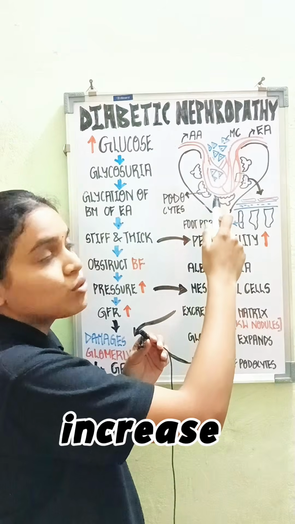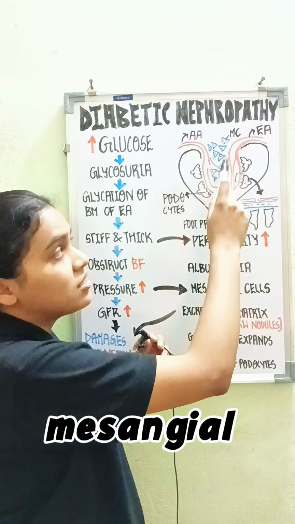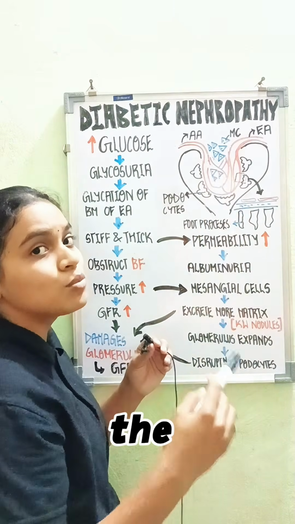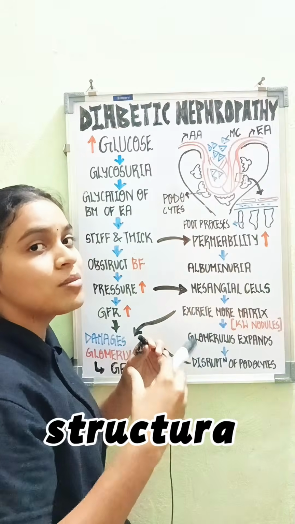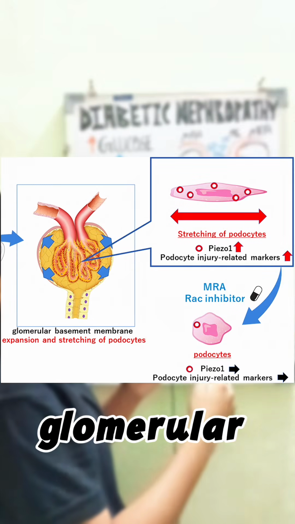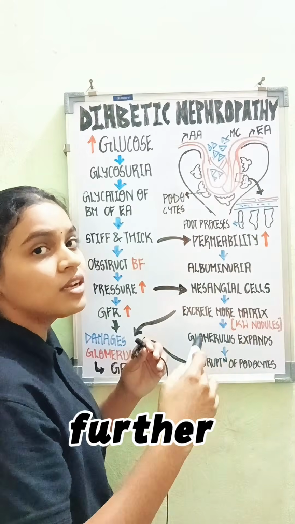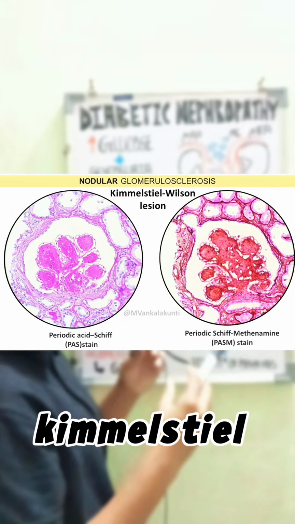As pressure increase होता है, it further stimulates the mesangial cells and mesangial cells start to release more structural matrix. जैसे structural matrix increase करता है, there is this glomerular expansion. The structural matrix further develops into the nodule जिसको हम बोलते हैं Kimmelstiel-Wilson nodule.